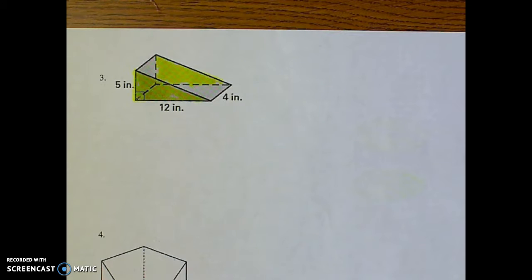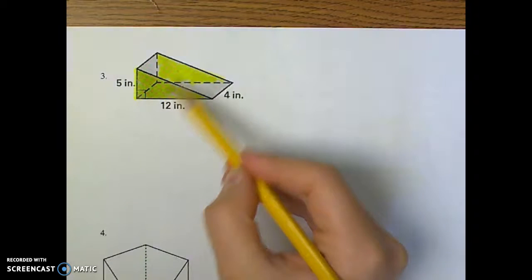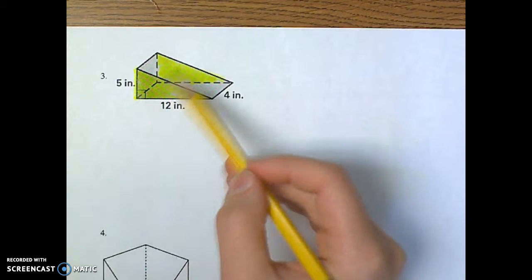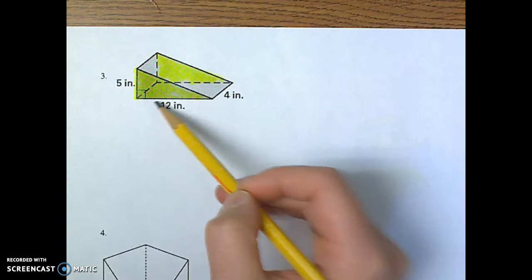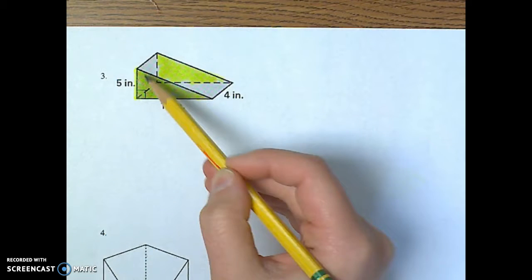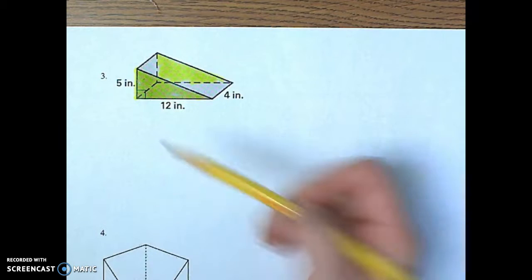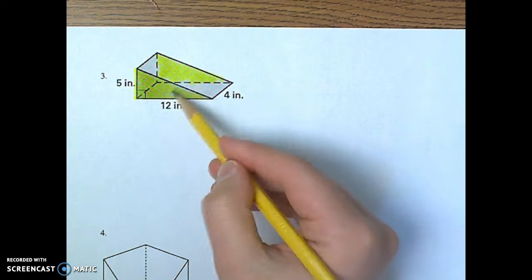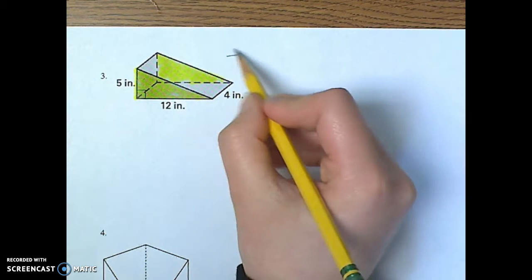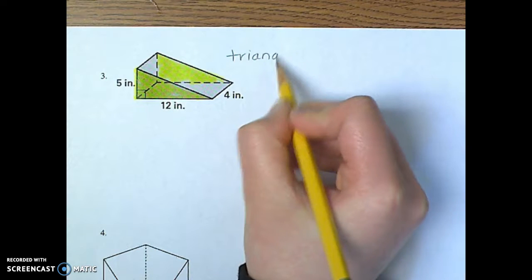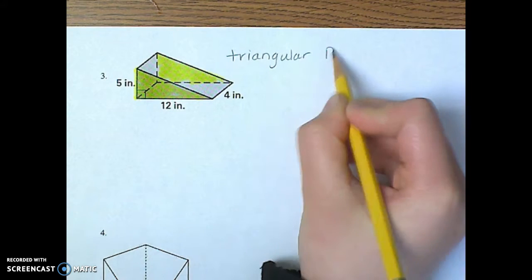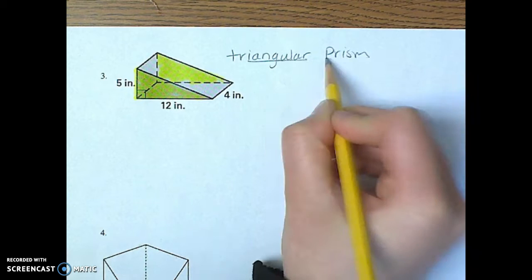Example 3 is a bit tricky because it's hard to visualize the base. Whenever you get a 3D solid, I would always ask yourself, what shapes do I have for my faces? You can see the two triangles. You can probably see this rectangle here, this rectangle on the bottom, and this rectangle on the side. Well, it doesn't make sense to have 3 bases, so that means we must have a triangular base. And if there's 2, this is a triangular prism.